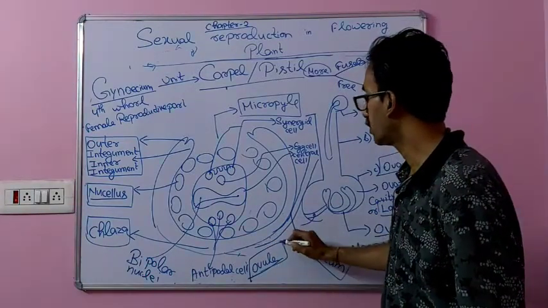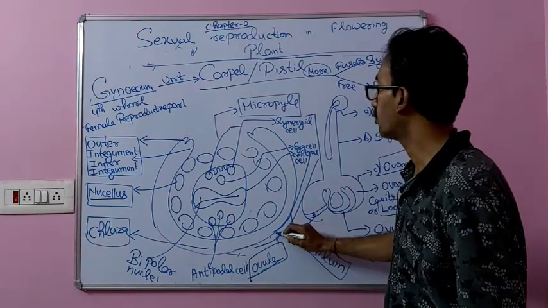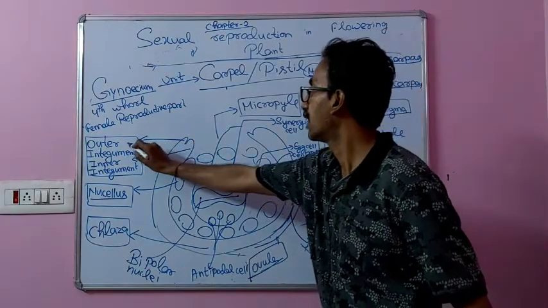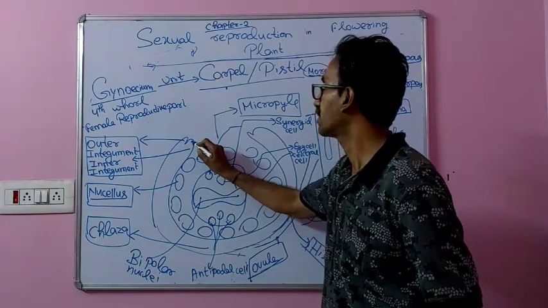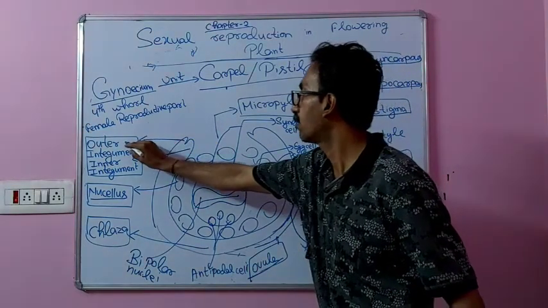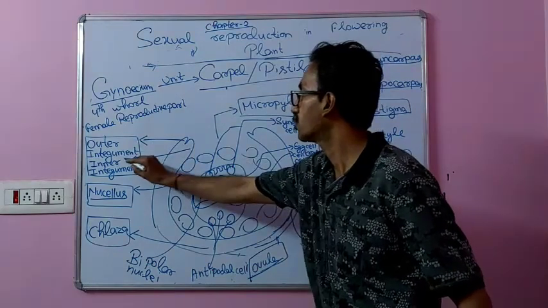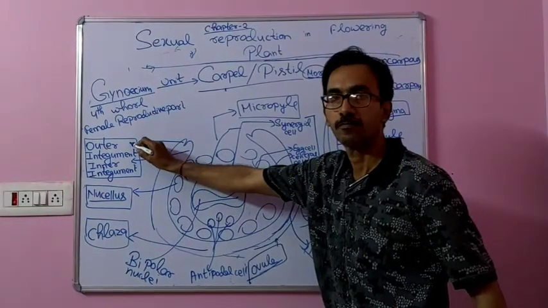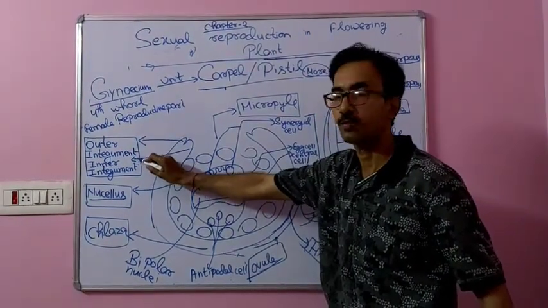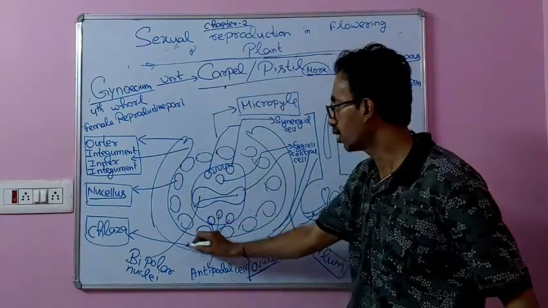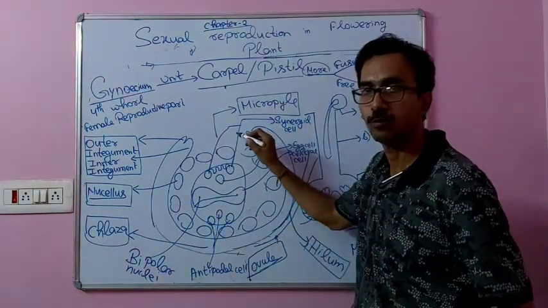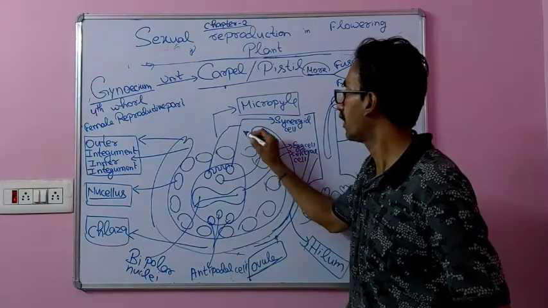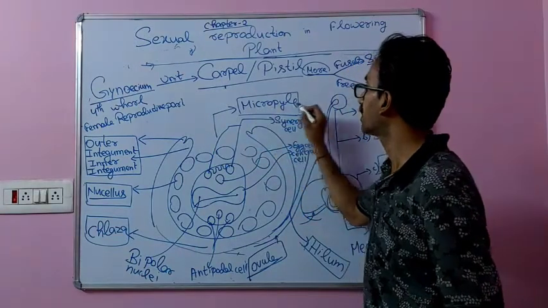This is the detailed diagram, the enlarged view of the ovule. This is the outermost layer of the ovule, that is, these two layers comprise the integuments, in which the outer layer is the outer integument, and next to it is the inner integument. These two integument layers encircle the ovule, but not completely. At this part, the integument layer is absent. That part is the micropyle.